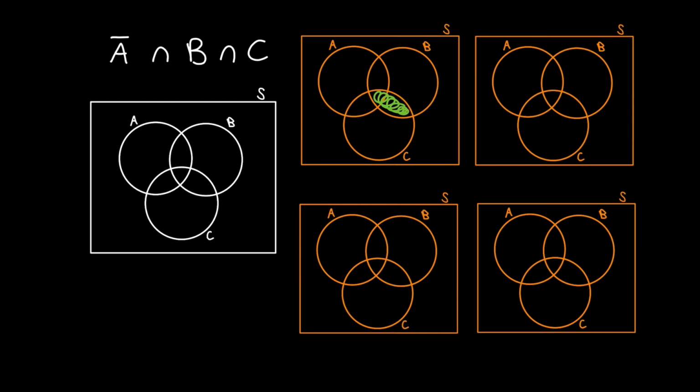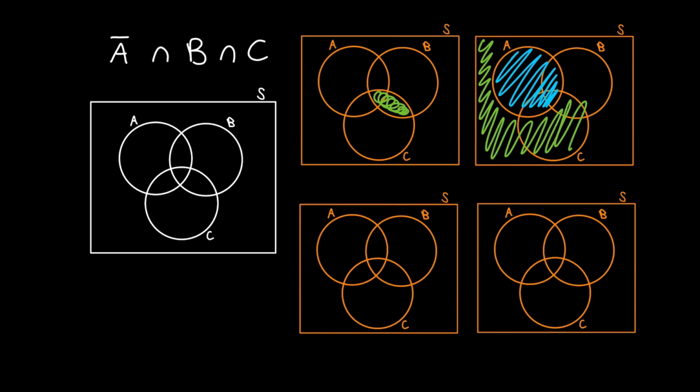Okay, now what is not A? Basically, A is this. So not A, or the complement of A, is everything that is not what is blue here. So that'll be everything that I'm scribbling in now.